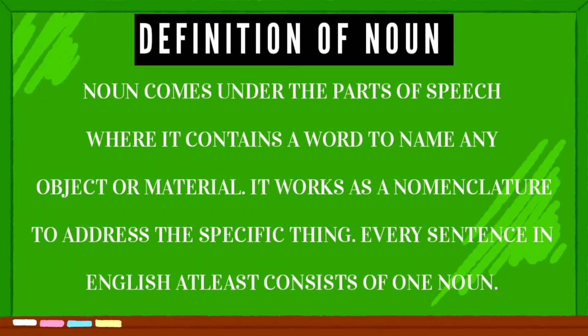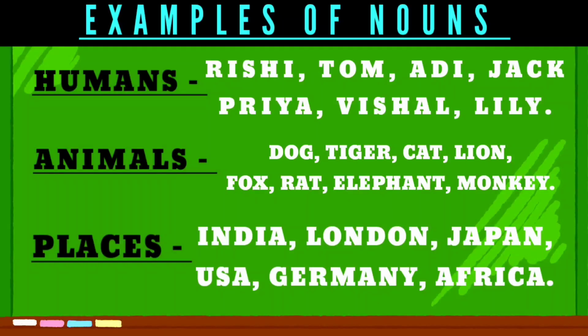So what is it exactly? Noun we use in a sentence to specify any object. Let me show you with some examples here. First, you can see here some examples. So at first you can see the examples of humans with their name like Rishi, Tom, Adi, Jack, Priya, Vishal, etc. Then animals: dog, tiger, cat, lion, fox, etc. And the last one, that is places: India, London, Japan, USA, Germany and Africa.